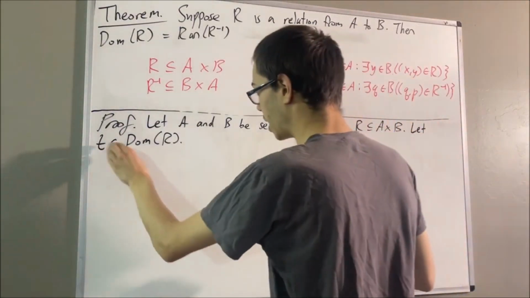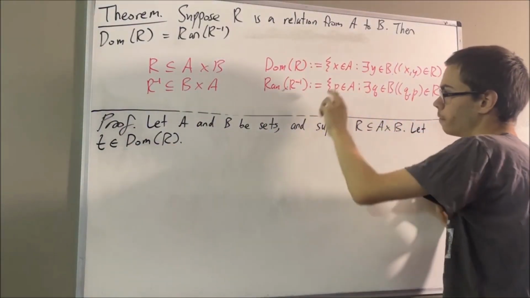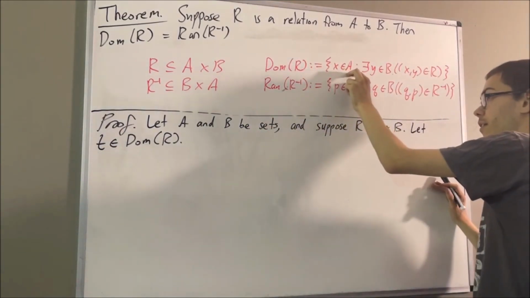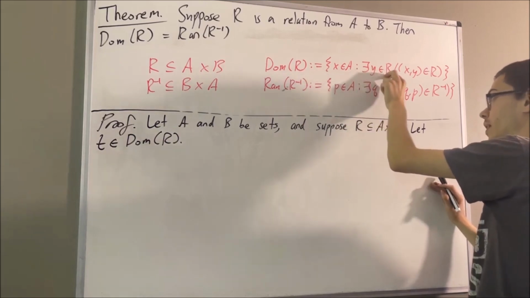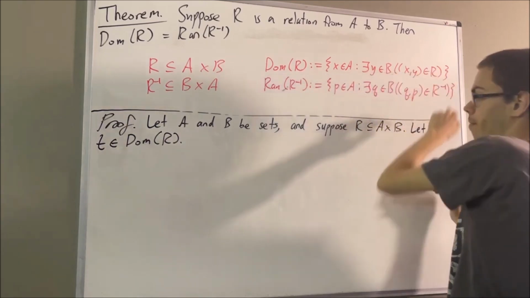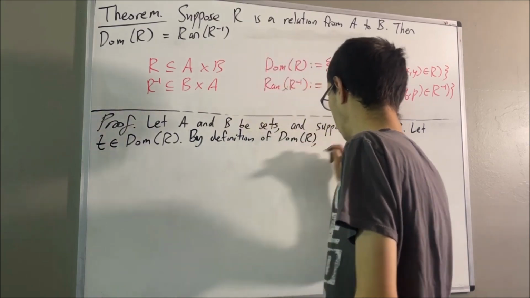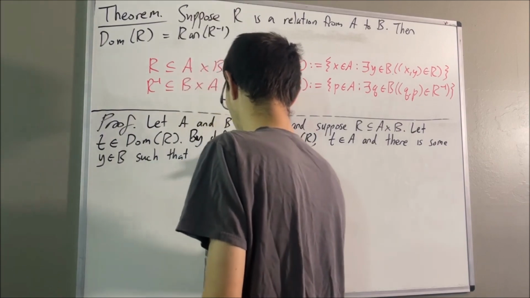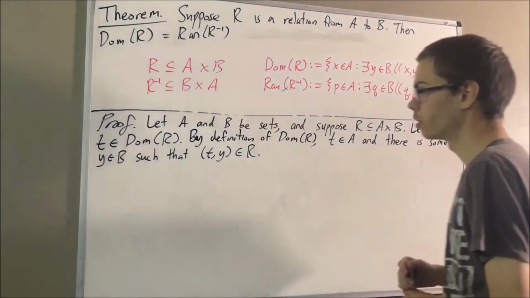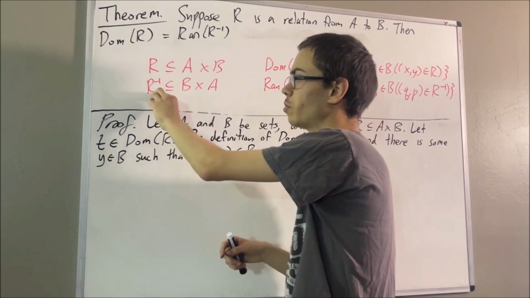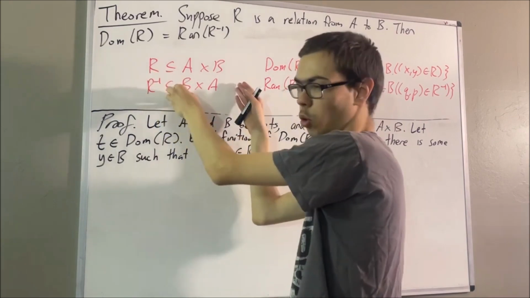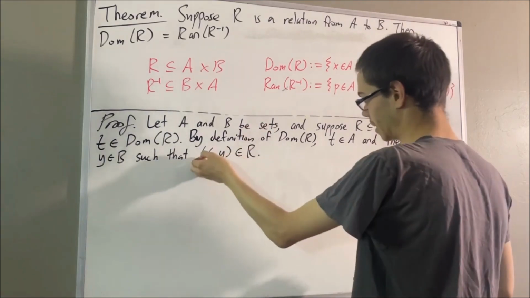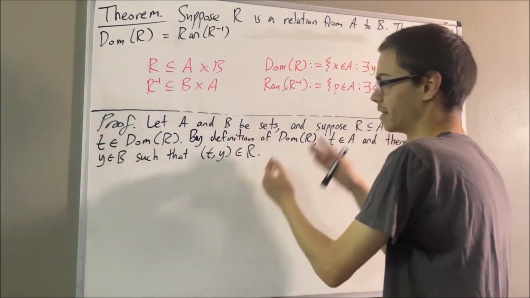What does it mean for T to be an element of the domain of R? Well, if we take the X here and substitute it for T, what we have here is that T is an element of A, and there is some element Y in B, such that T, Y is an element of R. Now, if you recall, the inverse of R is really just the set of all ordered pairs in R where the coordinates are swapped. So really, T, Y is an element of R if and only if Y, T is an element of R inverse. So Y, T is an element of R inverse.